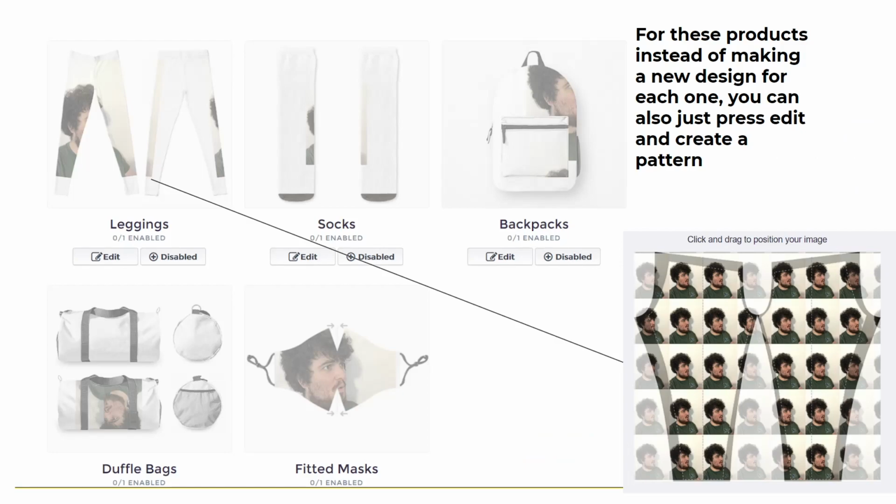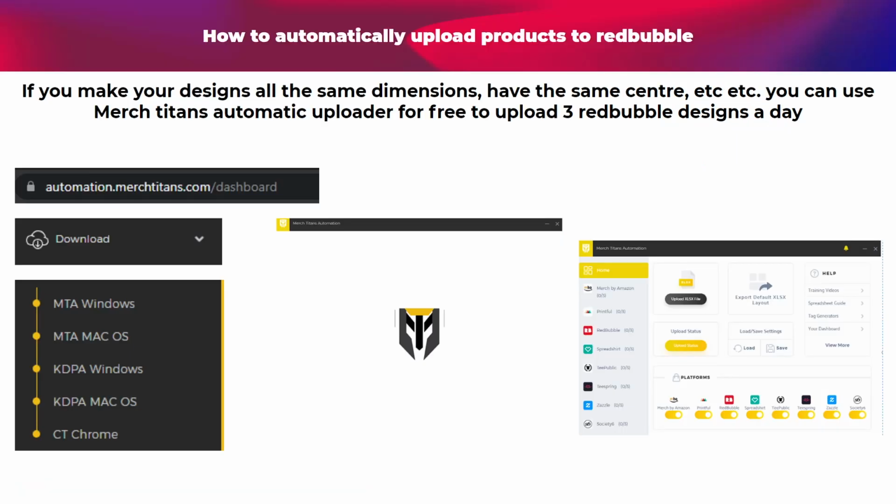Another really nice tip that I'm going to give you is for the products that require a different design for each product, you can actually just create a pattern and just stick it on there and then just enable the product. And who knows, if it's not a text-based design, if it's just like a small graphic, you might actually sell like this. It's very easy. You just press edit, you make the image smaller, and then you press pattern.